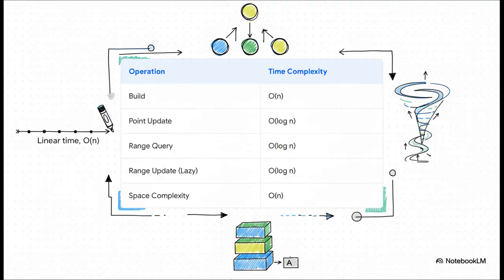Okay, first things first. You have to know your complexities, non-negotiable. Building the tree takes O(n) time, because you have to touch every element once to get started. But after that initial setup, the magic happens. Point updates, range queries, and even those lazy range updates are all O(log n). Space-wise, it's linear, O(n), since the tree size is just proportional to your input array. This table is your cheat sheet. Know it inside and out.